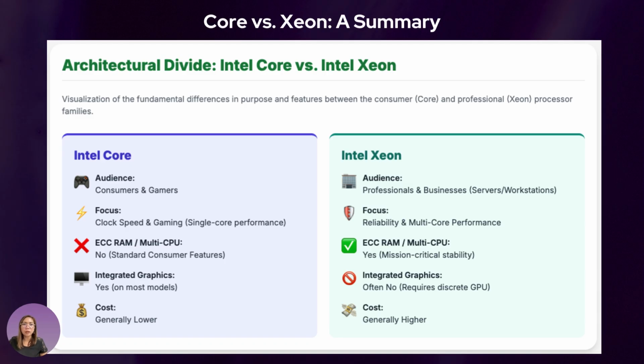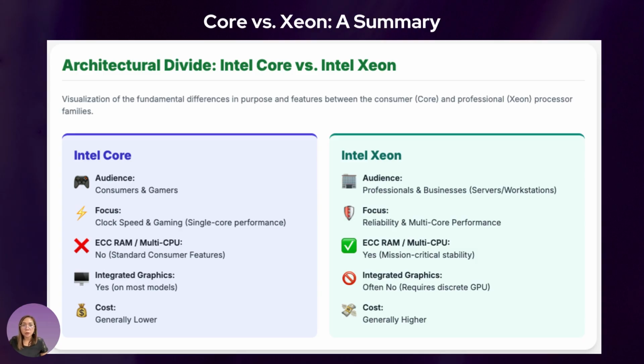So to bring it all together, this Core versus Xeon summary shows you the architectural divide between the Intel Core and the Intel Xeon. So this visualization shows the fundamental difference in purpose and features between the consumer, which is the Core, and the professional, which is the Xeon processor families.